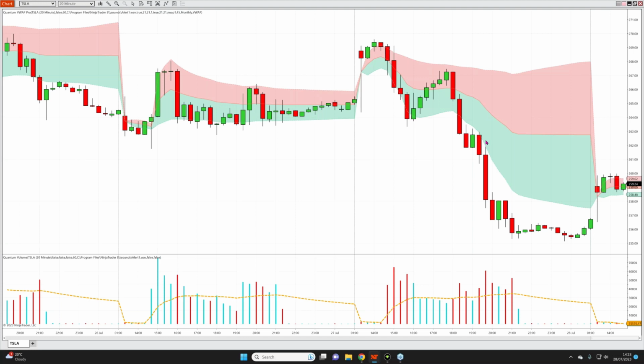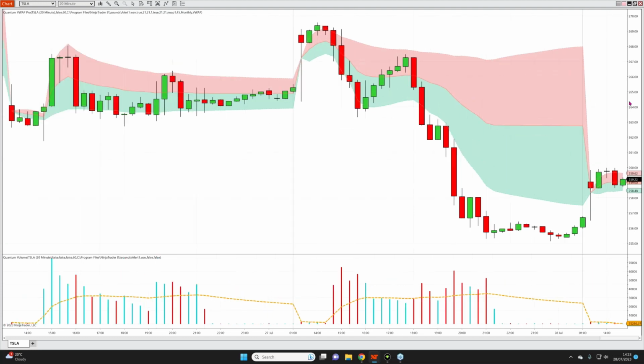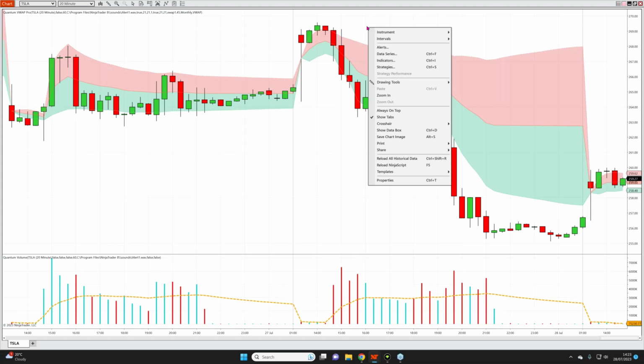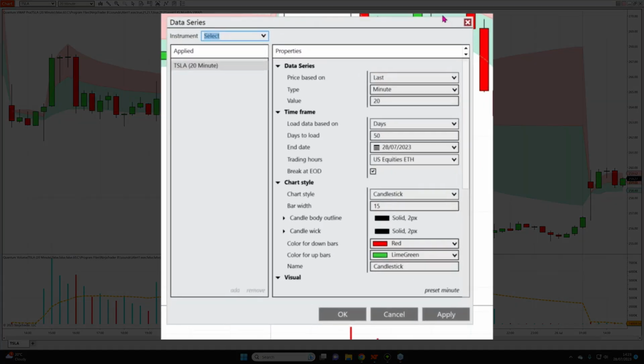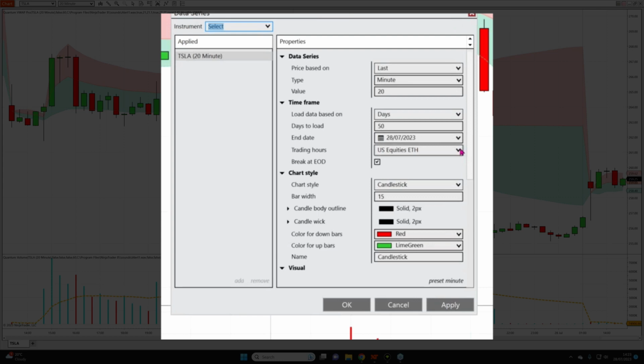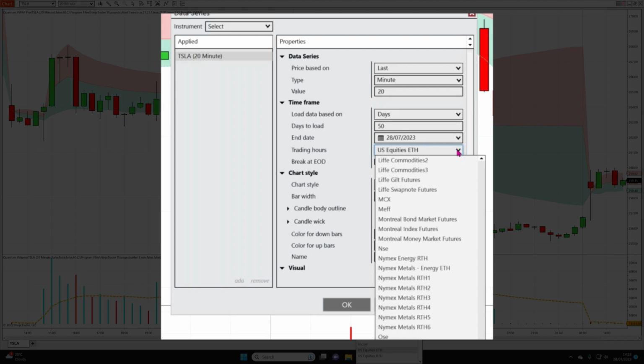And for that to happen, I've shown this on one or two other videos, but let me just show you it here. If you right click on the chart and we go into data series, then what we're looking for is the trading hours. And here you can see I've set this to US equities ETH, and the ETH stands for extended trading hours. So as soon as extended trading hours gets underway for that particular stock, then the chart will come to life and the indicator will reset.